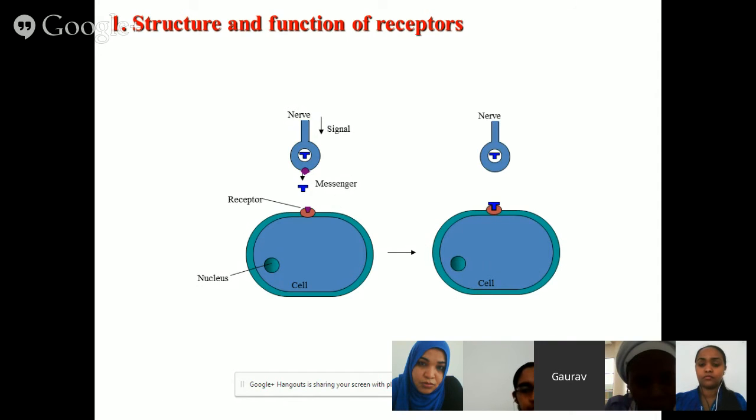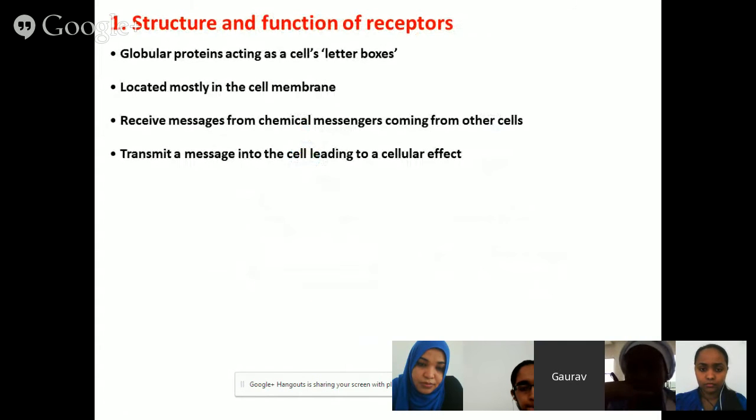You can see here after binding they are producing different types of responses. These responses may be changes in a protein structure or new protein synthesis or any type of response it may be. So that is the structure and function of receptors. Here, this receptor is working like a letterbox which is receiving a letter. The letter indicates the chemical messengers which attach to the receptors and produce any type of responses inside a cell.